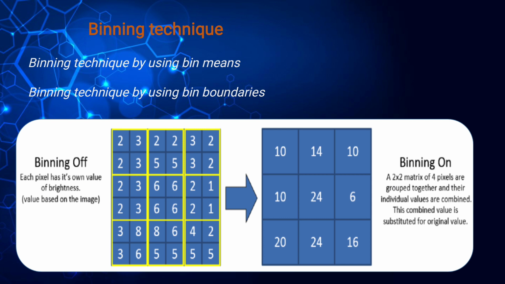Next one, binning technique by using bin boundaries. The first two steps are common: arranging the data in ascending order and separating it into bins. Here we don't calculate the mean. We check the boundaries of the numbers or data and transform each data element into the nearest boundary element. This is called the binning technique by using bin boundaries.